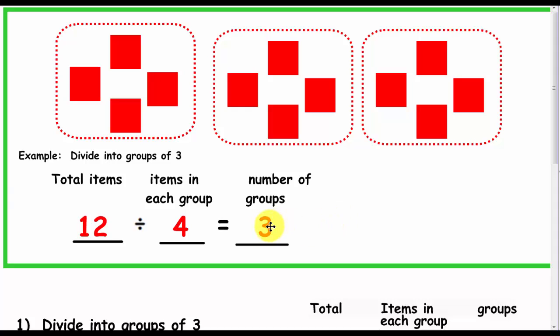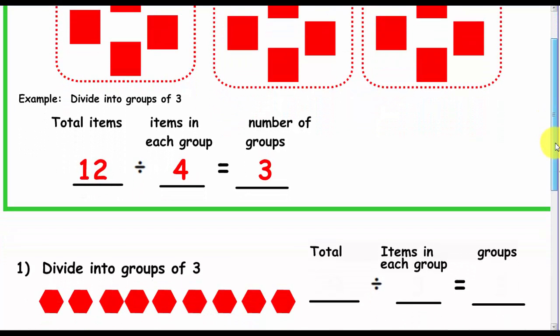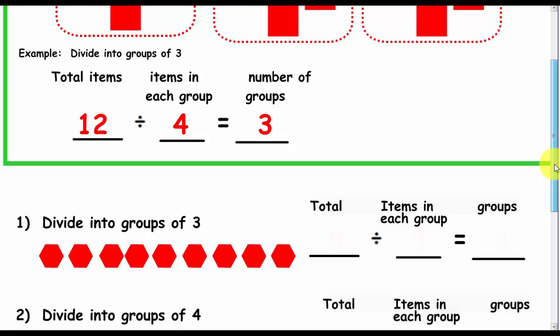So we can also do the opposite. We can multiply. 3 times 4 is 12, right? Or we can go 12 divided by 3 is 4. There's a lot of different ways to look at this, but we're trying to show you in a picture video of what we're talking about. We want you to fully understand division. Let's look at the next one here.